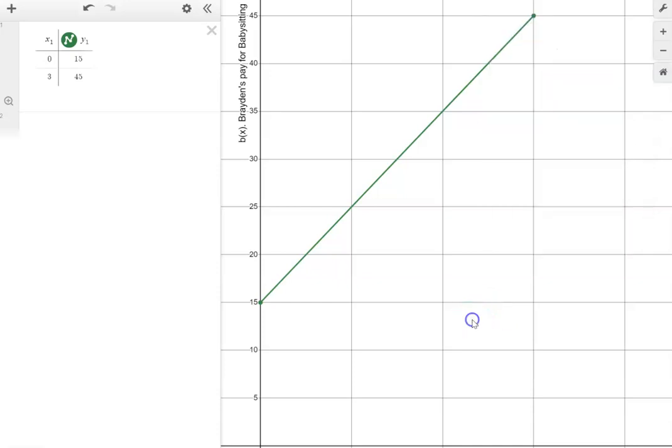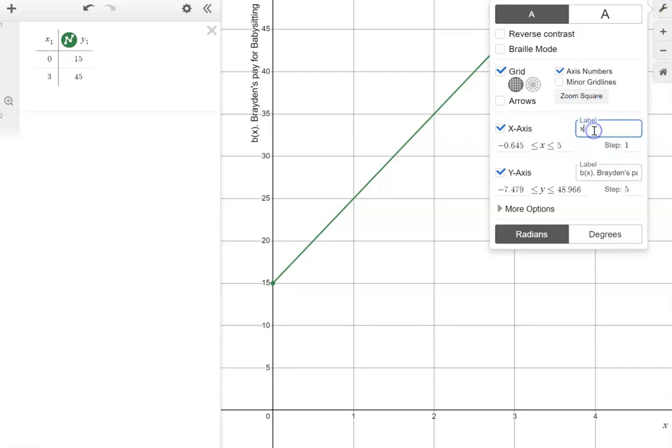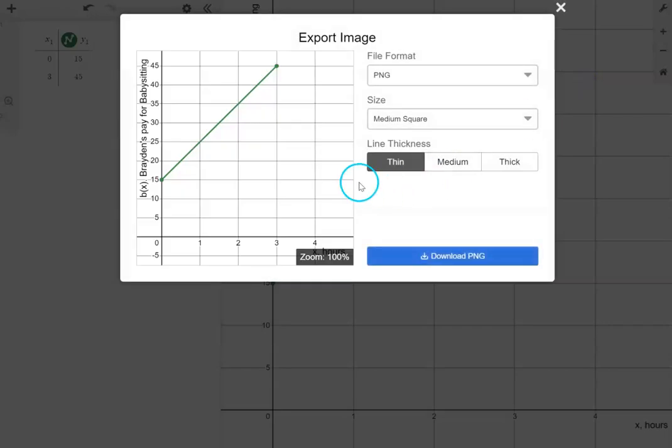So once they do that, then they can export the graph. So I'm teaching them how to do that. This is where they're first taught. I need to fix my X label because I didn't put hours, did I? Let's put hours in there. Alright, let's try this again. Export image, and this looks good.